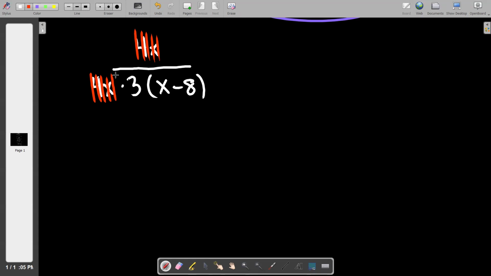What does that leave on top? Just a 1, right? We like to say nothing, but we don't do that anymore. We know that there has to be a 1, otherwise the fraction falls apart. So it's 1 over 3 times x minus 8. So that can happen. You can void the entire top of the fraction and be left with nothing. So that's when you put your 1.